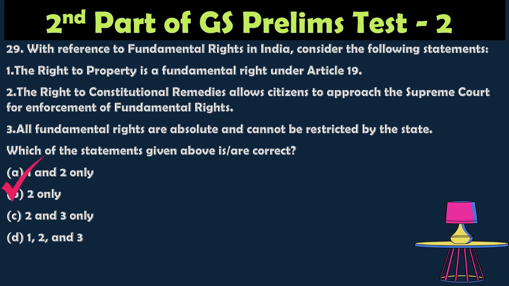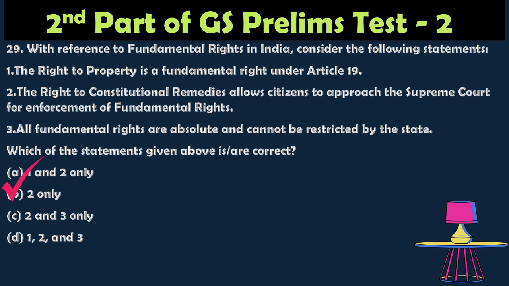The right to constitutional remedies allows citizens to directly approach the Supreme Court or High Court to enforce the fundamental rights. Statement 2 is right. Also, the fundamental rights are not absolute, because they have some reasonable restrictions in the interest of public order, security and morality, because we do not have full fundamental rights.